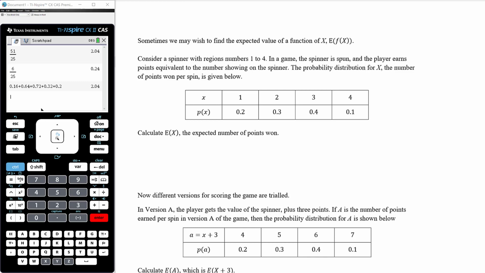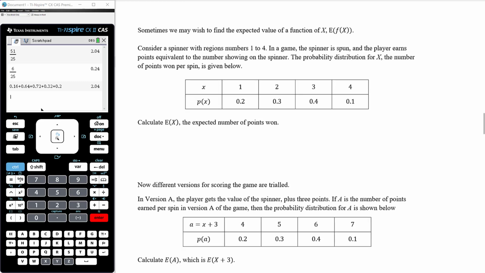So let's think about some different functions of x. I know that sounds sort of contrived, but here are some situations where this might happen. If we have a spinner with regions numbered 1 to 4, in the game, the spinner is spun and the player earns the points equivalent to the number showing on the spinner. The probability distribution for x, the number of points won per spin, is given below. We want to calculate the expected value of x.